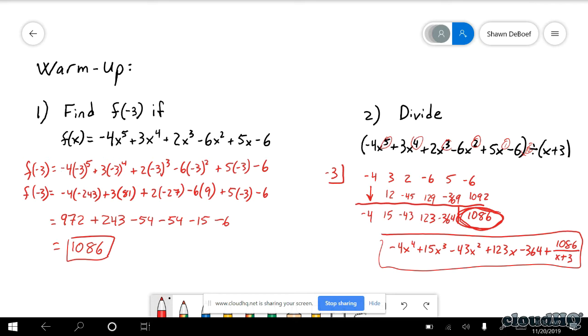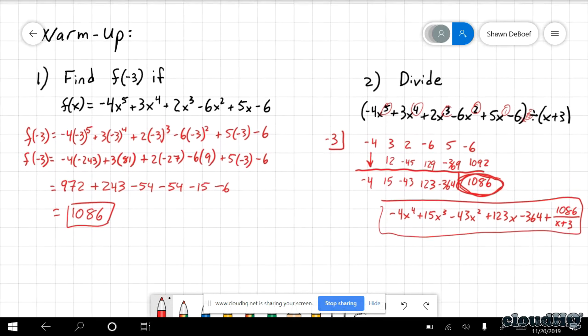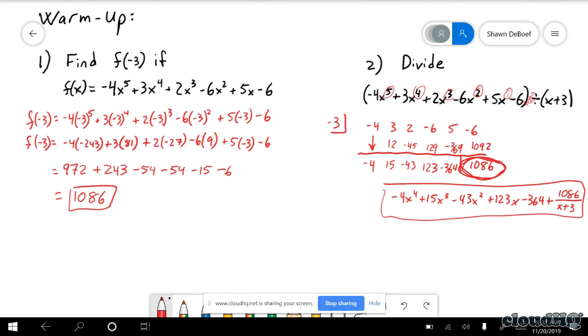So what we just discovered is that we can use synthetic division in place of substitution. We actually call it synthetic substitution. So this is evidence that the remainder theorem works. This is called the remainder theorem.